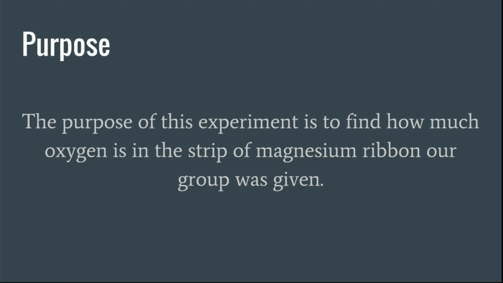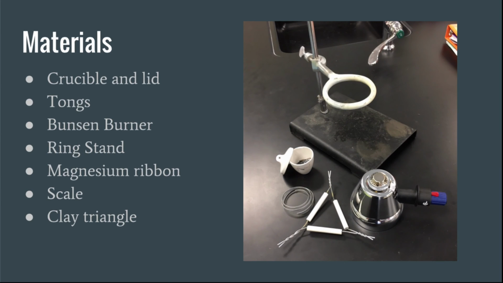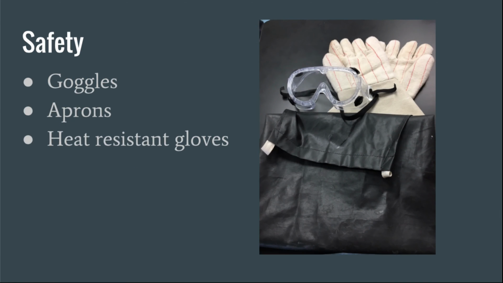The purpose of this experiment is to find how much oxygen is in the strip of magnesium ribbon our group was given and to find the empirical formula. My materials were a crucible and lid, tongs, a Bunsen burner, a ring stand, magnesium ribbon, a scale, and a clay triangle. For safety, you need goggles, aprons, and heat-resistant gloves.